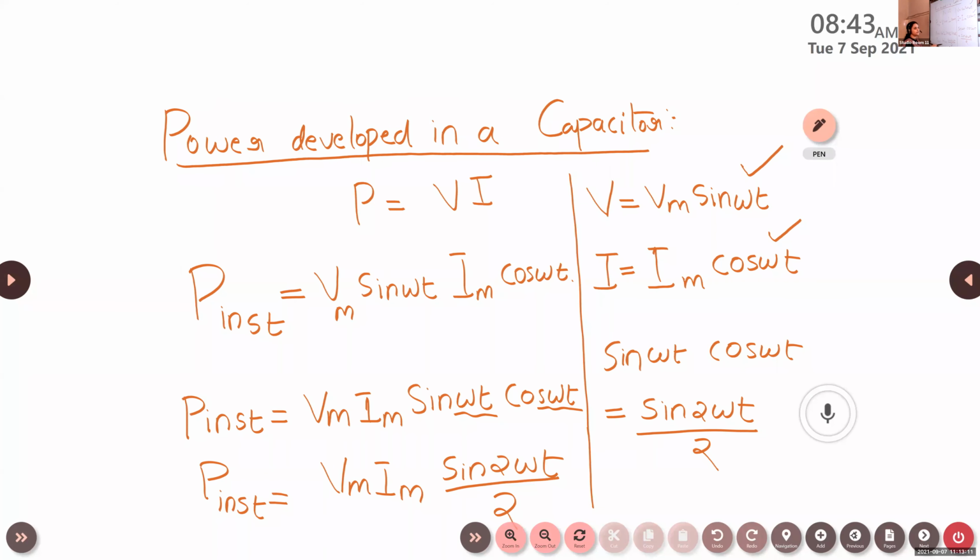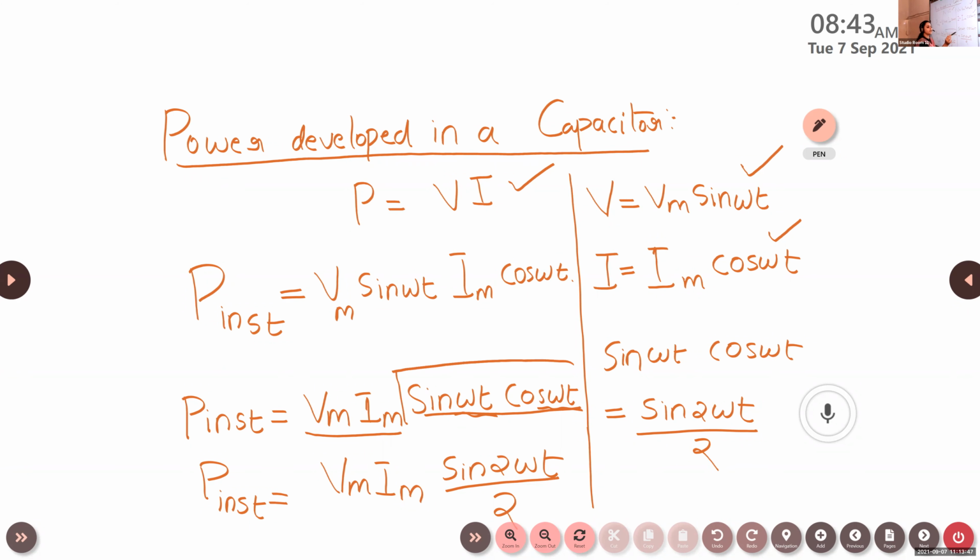So here we are starting from the general expression for calculating power, P is equal to VI. Then the instantaneous value of power is given by the applied voltage to the capacitor into the current generated in the capacitor when it is connected to an alternating source of EMF, V is equal to Vm sin omega t. So P instantaneous is equal to Vm sin omega t into Im cos omega t. We just rearrange the equation. So we get P instantaneous is equal to Vm Im into sin omega t cos omega t.